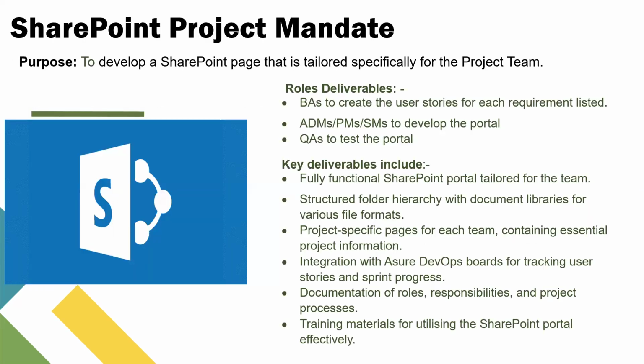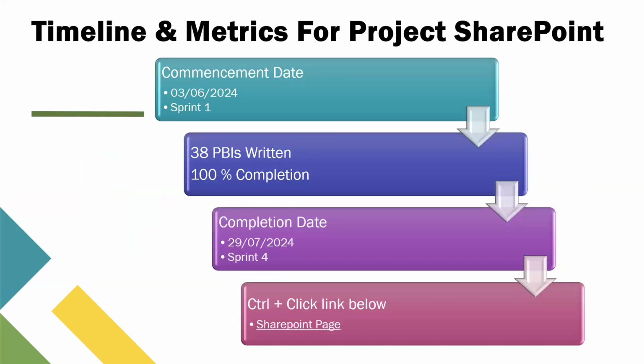Then we had the SharePoint project mandate. We had to develop a SharePoint tailored specifically to the project, for the project team, the roles, deliverables, and the key deliverables. And then these were the timelines and the metrics for the SharePoint project. We commenced the SharePoint project on the 3rd of June all the way to the 29th of July, and we went through from sprint 1 to sprint 4.